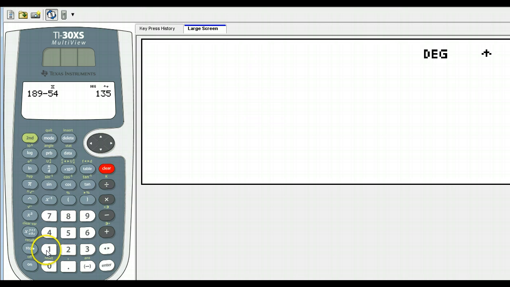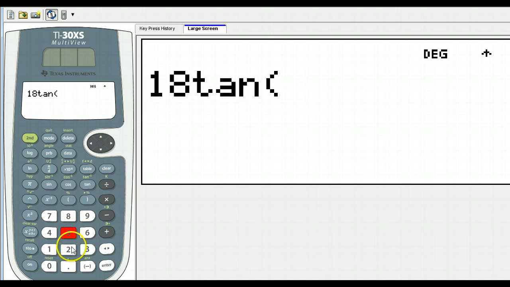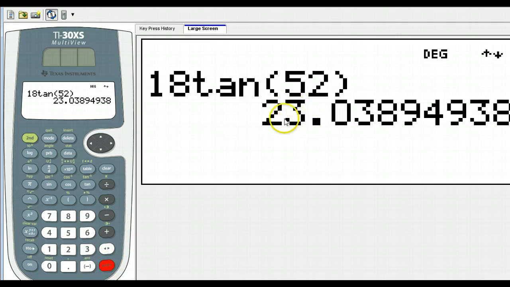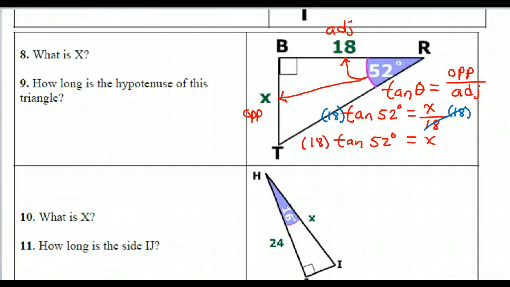Okay, so here I go. I just type in 18 tangent 52 degrees. All right, so that's 23.0 rounded to the nearest tenth. So x is 23.0 units. And that came from just putting that into my calculator.